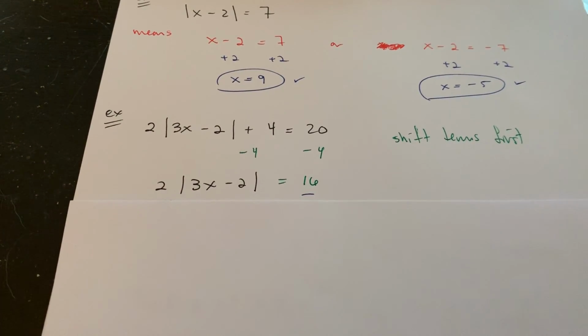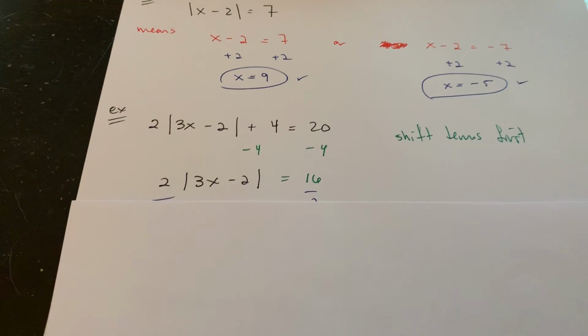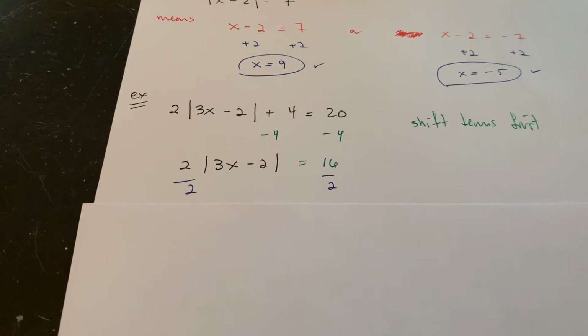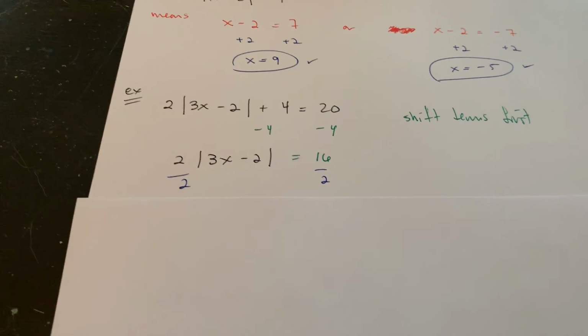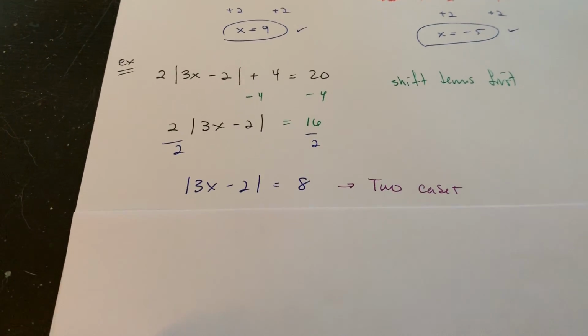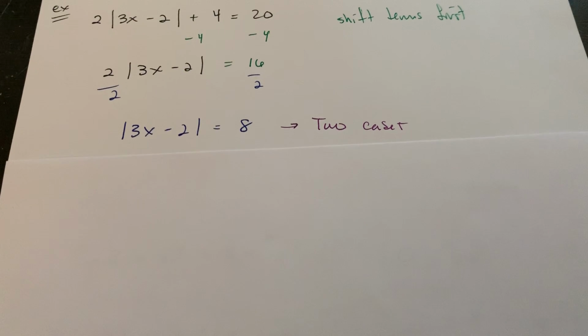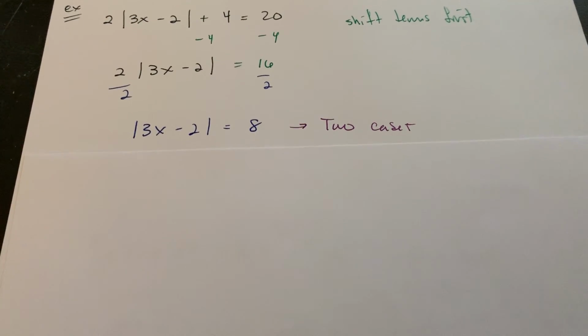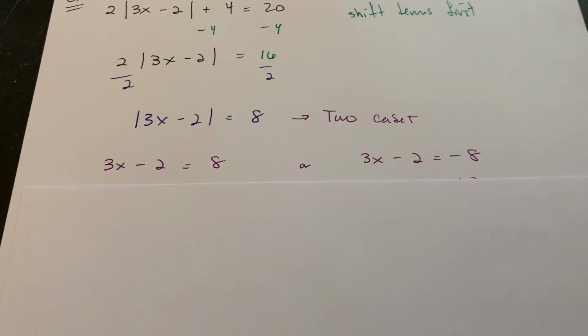Right, 2 times the absolute value is 16. How are you going to get rid of the 2? Well, it's 2 times, so you're going to do a division by 2, right? So then this would really mean that the absolute value of 3x minus 2 is 8. From there, we can break ourselves into the two cases. So this would be a positive 8 case and a negative 8 case.